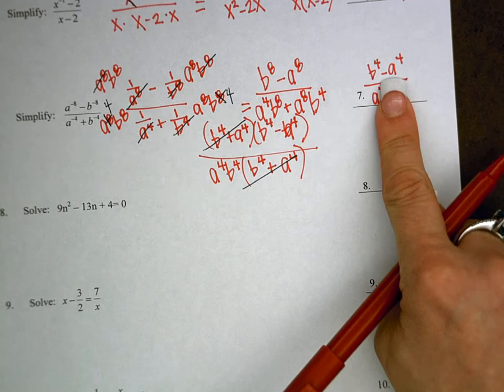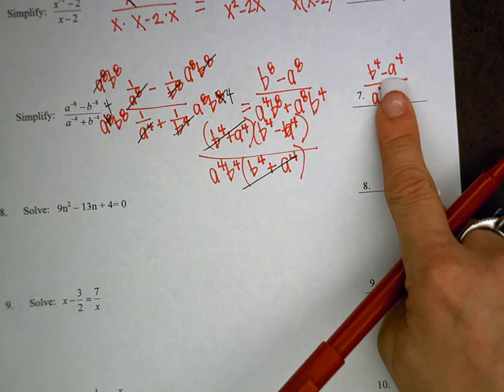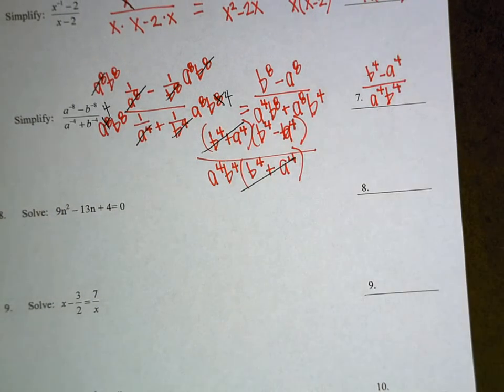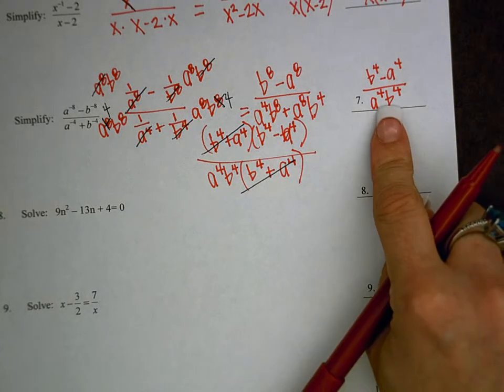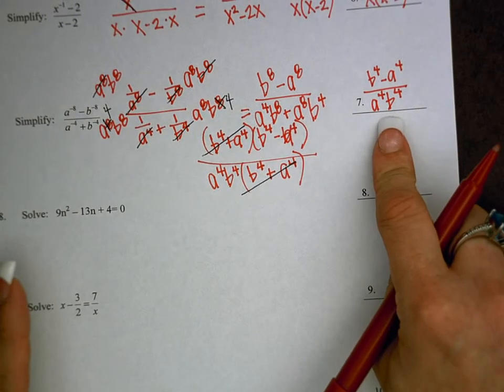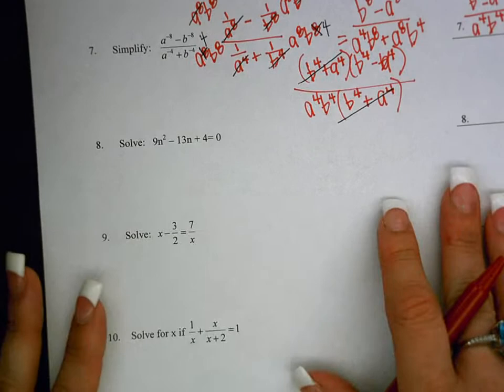Technically, you could factor this again. It would be difference of squares 2 more times, but you don't need to factor anymore because you know that there's not going to be anything to reduce it with in the denominator. So you don't have to do that.